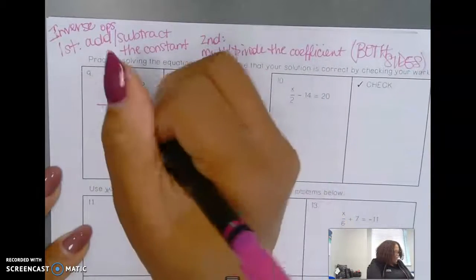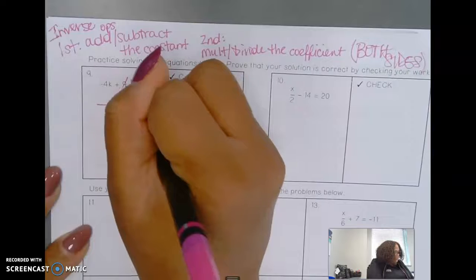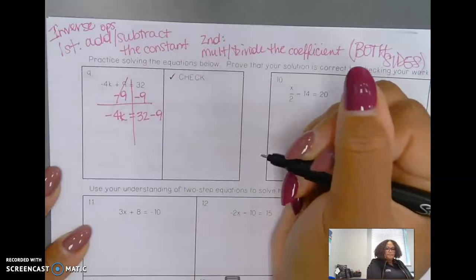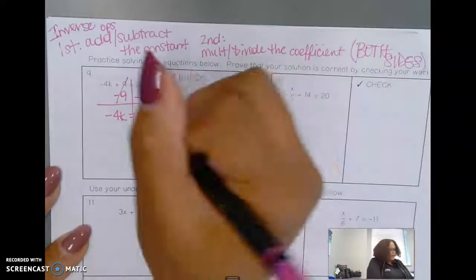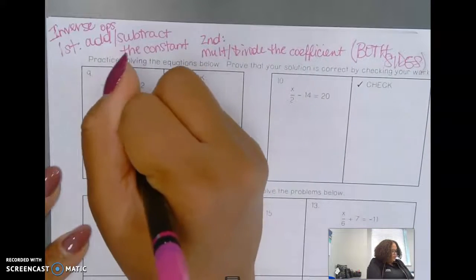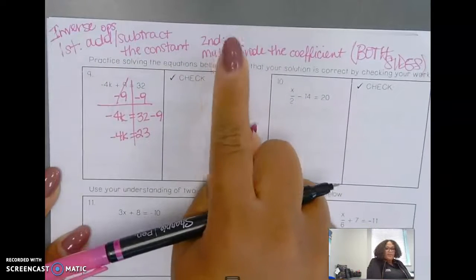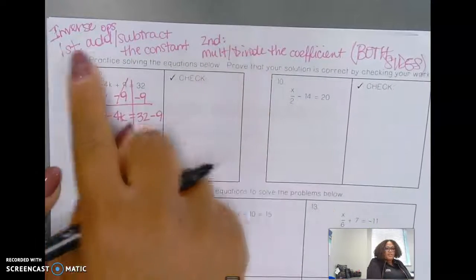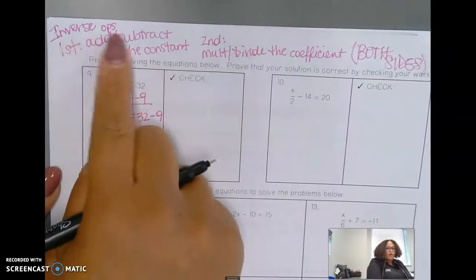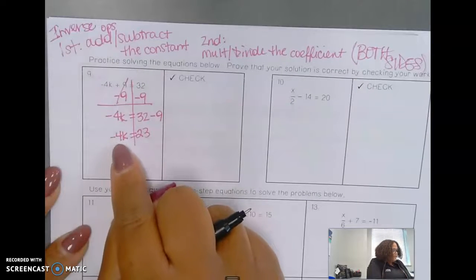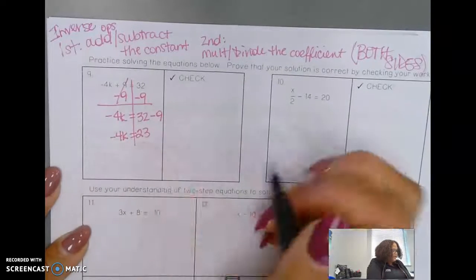This is a problem, y'all. This says 32 minus 9. When I subtract 32 and 9, I get 23 equals negative 4k. Now my second step, I'm either going to multiply or divide the coefficient, but I'm going to do the inverse of what's going on. This says negative 4 times a number equals 23.